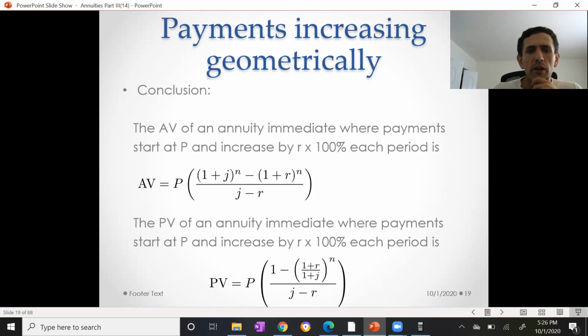So either way, you get the following formula for the present value of an annuity immediate, where payments start at P and increase by R times 100% each period. And again, R is given by some prescribed decimal.